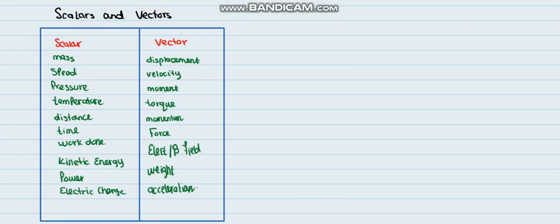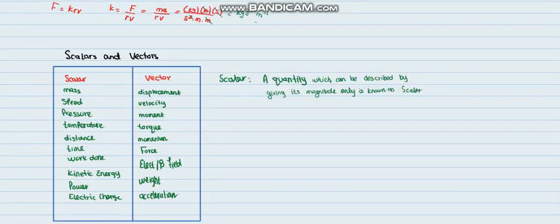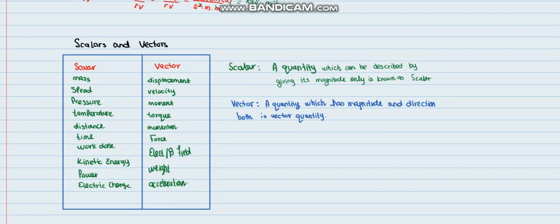Now let's discuss what's the difference between scalar and vector. A scalar is a quantity which can be described by giving its magnitude only. A vector is a quantity which has both magnitude and direction. So you can see from the example that displacement has both magnitude and direction, whereas distance only has magnitude but no direction. Similarly, speed has only magnitude but velocity has magnitude as well as direction. So that's the vital difference between these two.